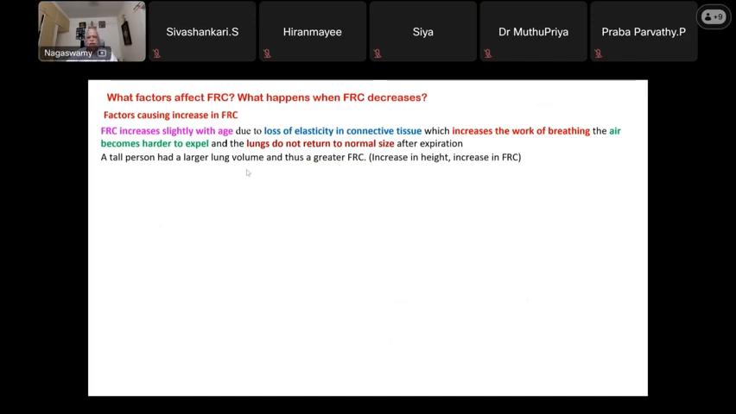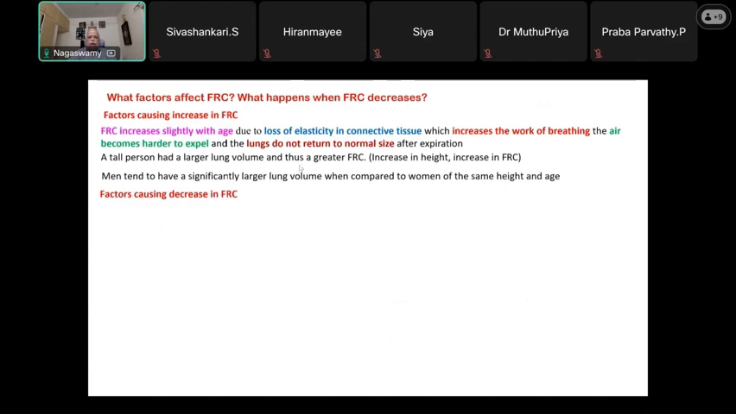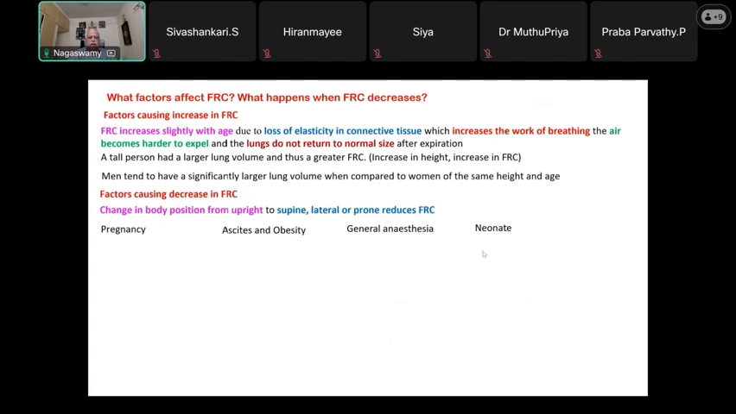A tall person has a larger lung volume and a greater FRC, and men tend to have slightly larger lung volume compared to women because of the height and the age. And also COPD patients, in pathological conditions, there will be more trapped residual air. And what else? Decreasing: change in position from supine to lateral or prone, pregnancy, ascites and obesity, general anesthesia, neonate and surgery. So this is the mnemonic under which I told you to remember all these things.